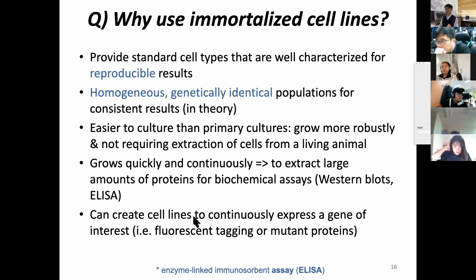We can create a cell line to continue to express a gene of interest. Sometimes you want to manipulate the gene, then you need a cell line because they keep growing, while primary cells are usually one-time use, okay? So you can add fluorescent tagging for specific proteins of interest, or generate a mutant protein.